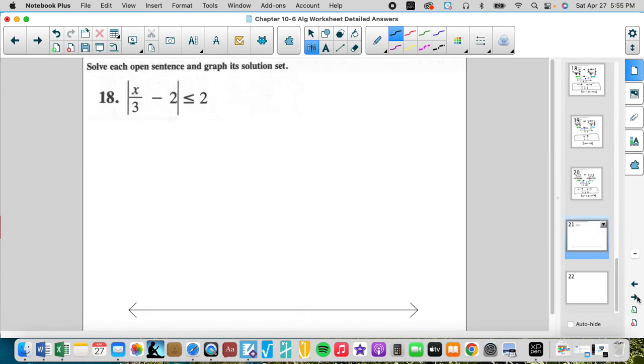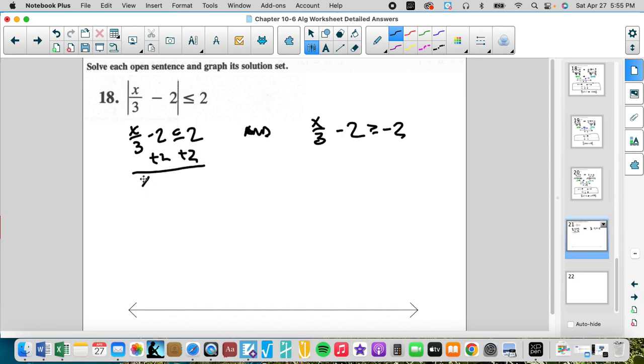Are you going to get tricky? Nope. I don't think you are. Negative x over 3 minus 2 is less than or equal to 2. Less than is and. X over 3 minus 2 is greater than or equal to negative 2. Add 2, add 2. X over 3 is less than or equal to 4, times 3, times 3. X is less than or equal to 12.